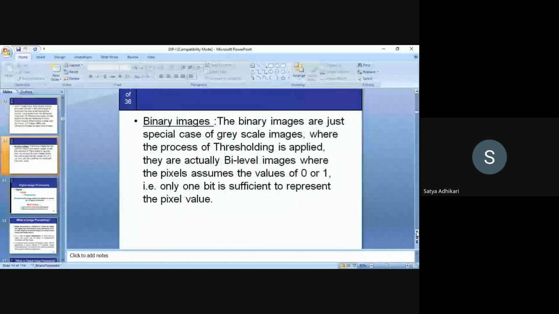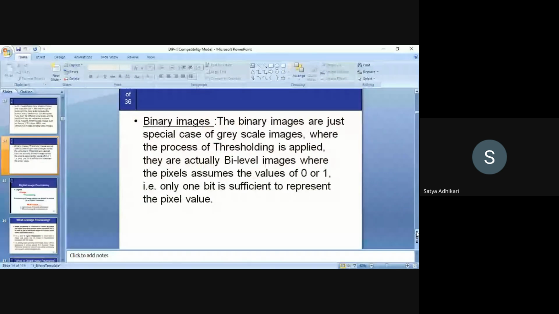So as you know, the monochrome images are associated with a range of values 0 to 255, which we will discuss. But the binary image is just a special case of the gray level image, where a process called thresholding is applied. We'll discuss how thresholding is applied. We have slides on what thresholding is, the technique we'll discuss after 7 or 8 slides.